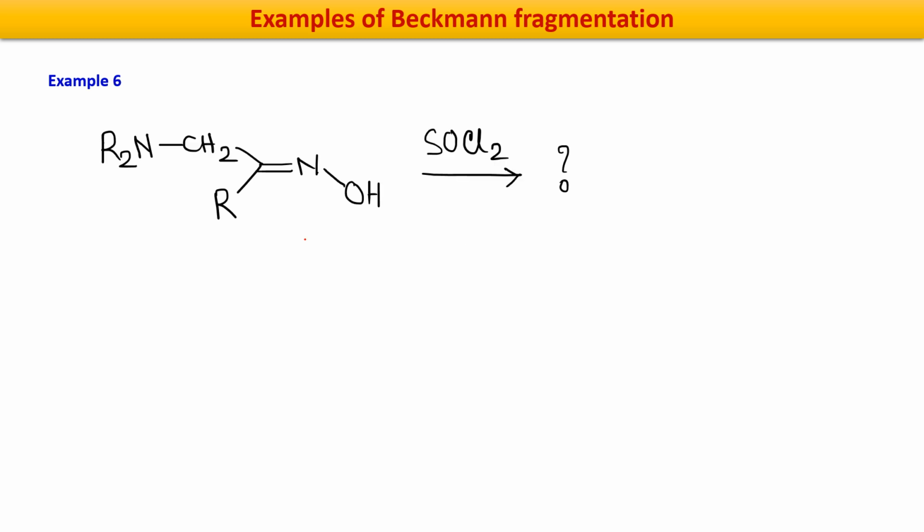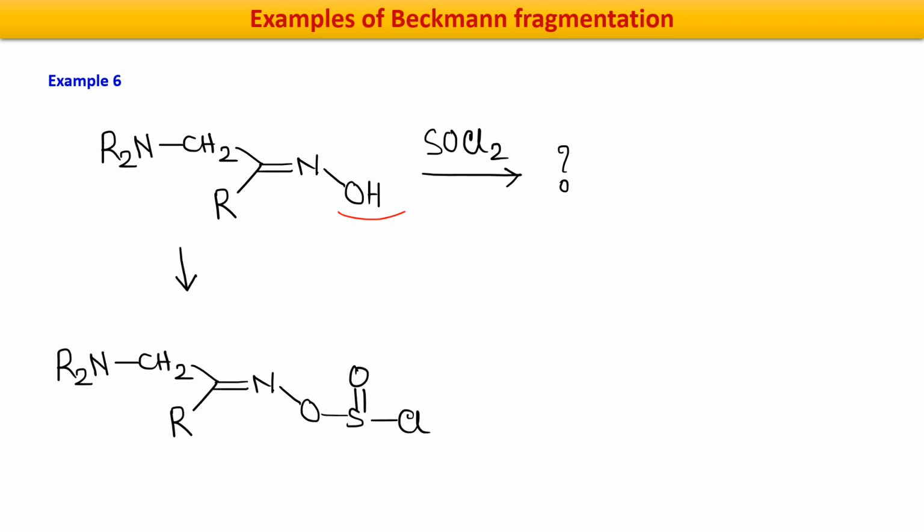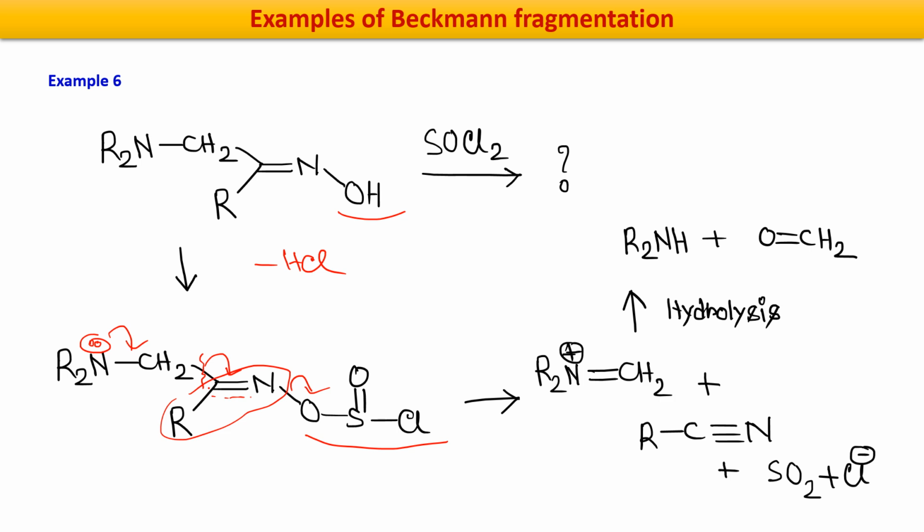Next example, in presence of SOCl2, first we will convert this OH to a good leaving group. So after formation of this good leaving group, OSOCl, and obviously there is minus HCl. Now you will see, if there is a heteroatom present, it can promote this type of N=C double bond formation, and finally this C-C bond will be broken, and there will be C≡N triple bond formation and the N-O bond will also be broken. So from this part we will get RCN, and from this part we will get R2N+=CH2.